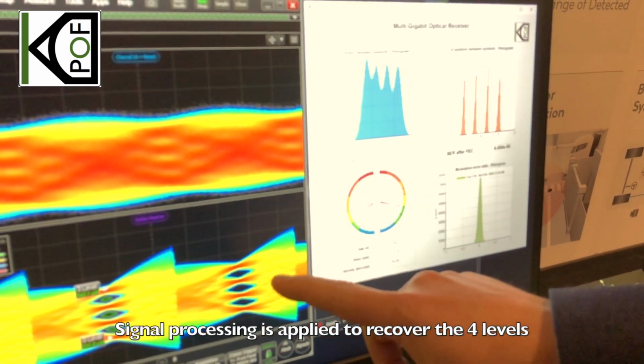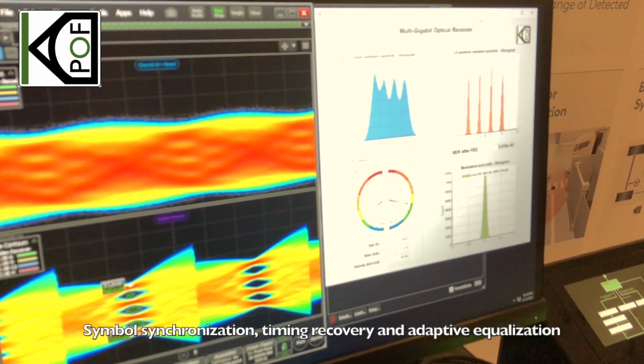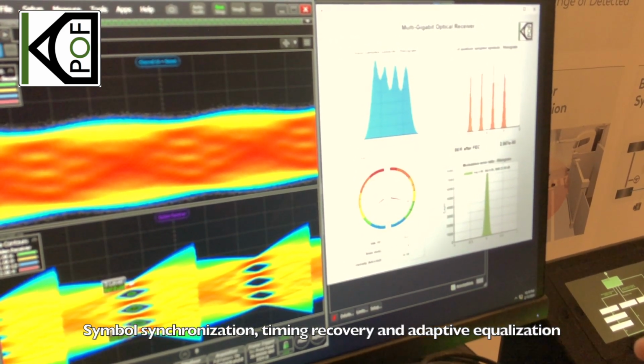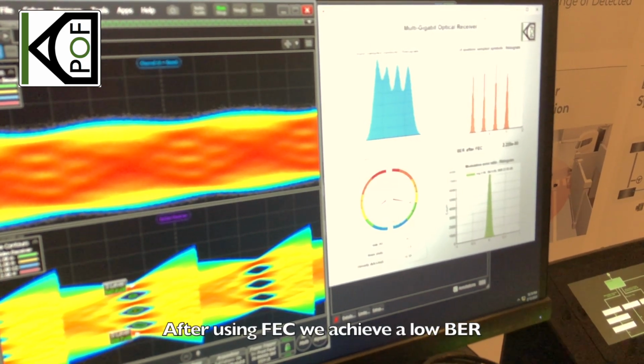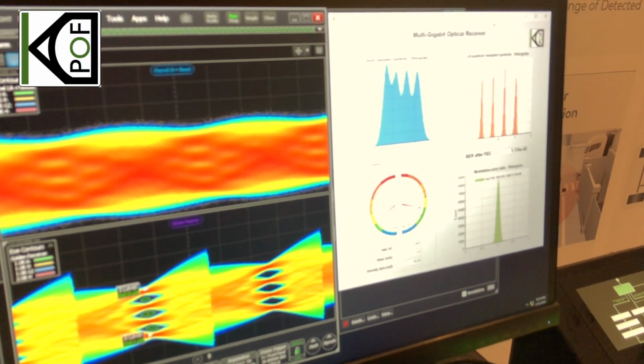After we apply signal processing, the signal processing consists in symbol synchronization, timing recovery, and adaptive equalization, and using forward error correction, we are able to provide a very low bit error ratio.